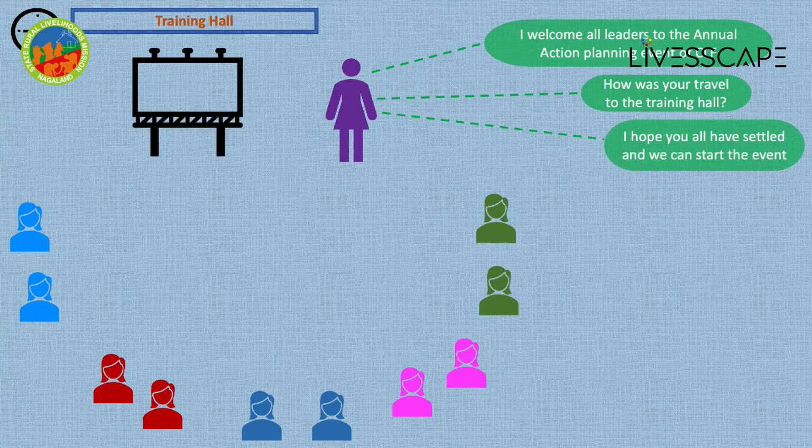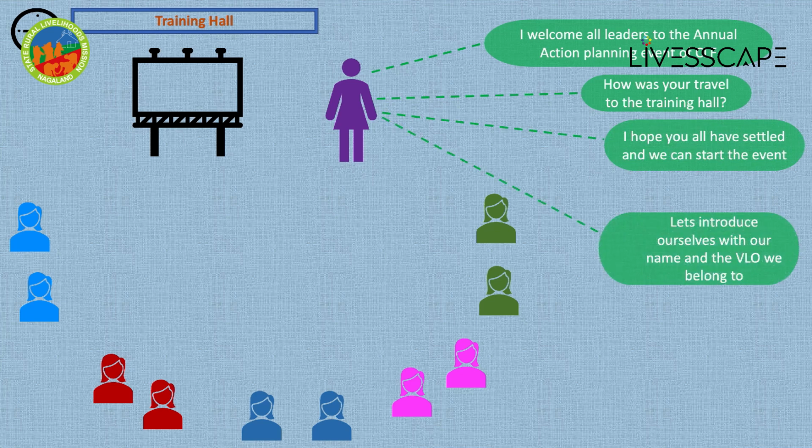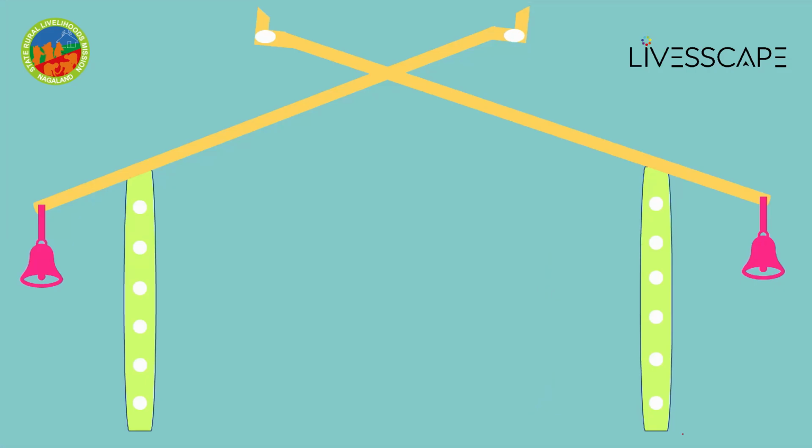Once you have ensured that they are all settled in and focused on the event, you can request their permission to start the event. You can start this session by asking them to first introduce themselves, giving their names and also the VLO's name while introducing themselves.